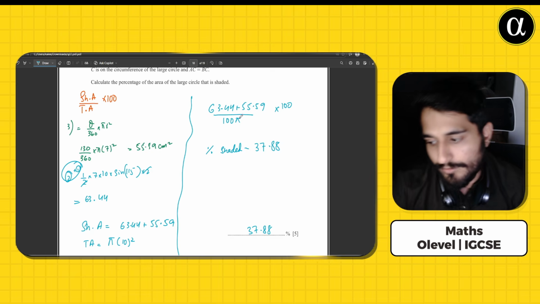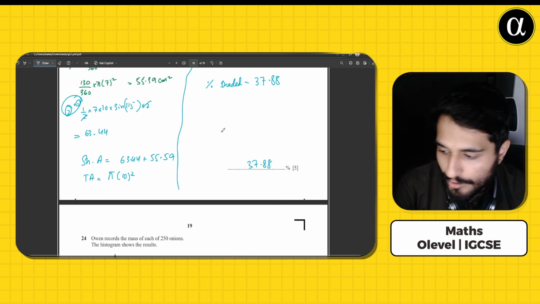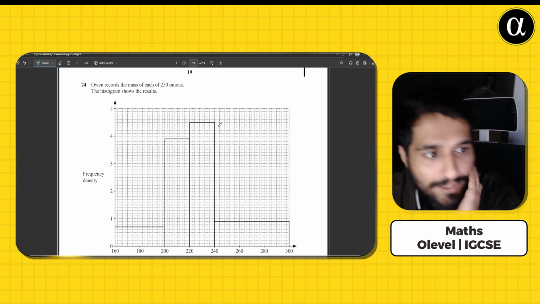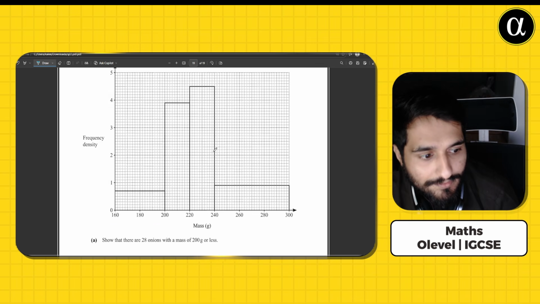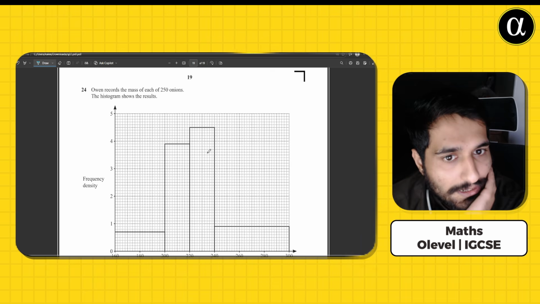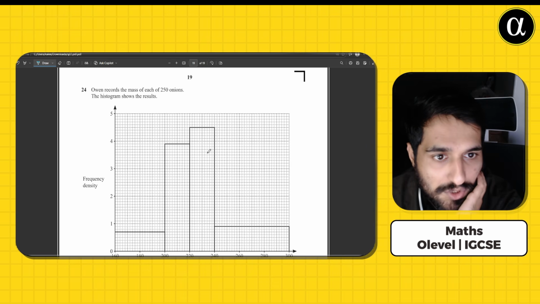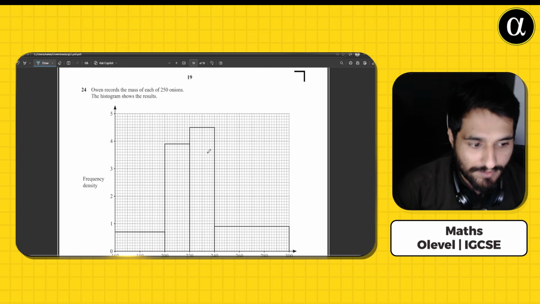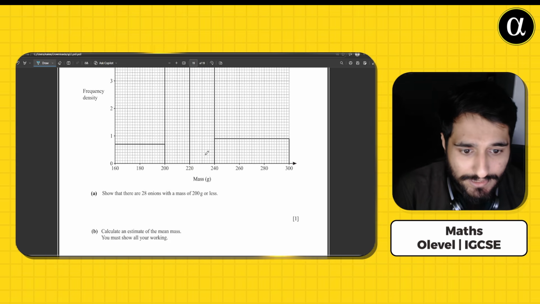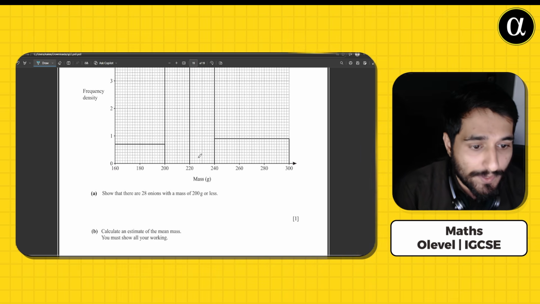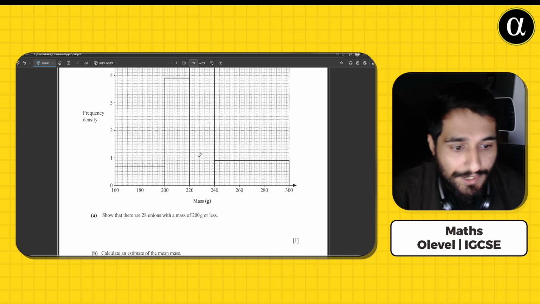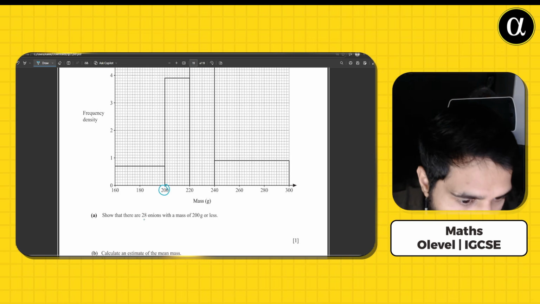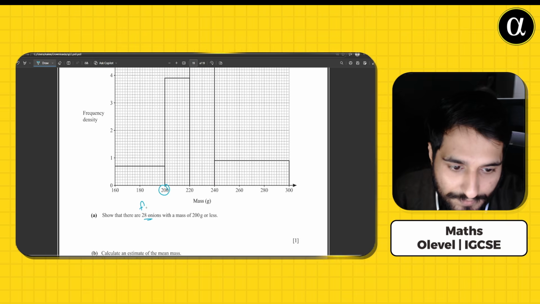Now this is how I can solve this question. Now let's move on to another part. Question 24. Is this the last question? Yes, it is. Question 24 says that Owen records the mass of each of 250 onions. The histogram shows the results. It says show that there are 28 onions with a mass of 200 grams or less. Now we know that this is 200 grams and we need to show that there are 28 onions. That means we are supposed to find the frequency.